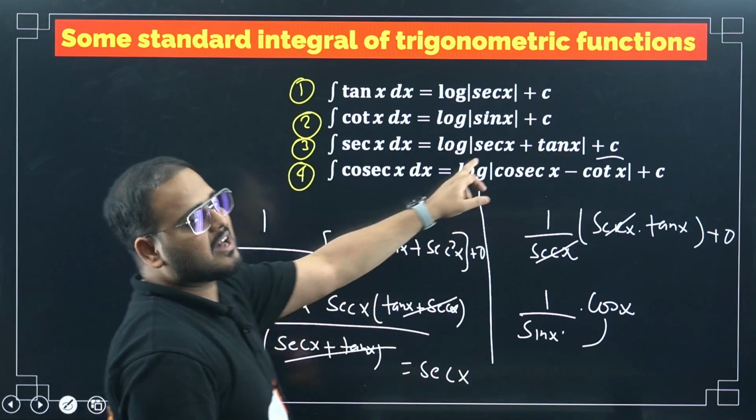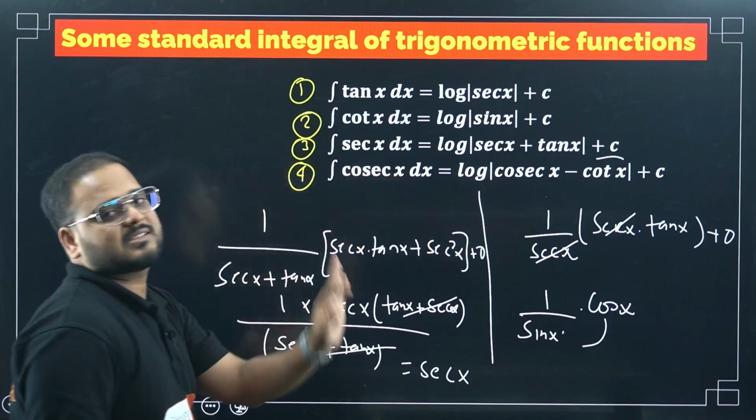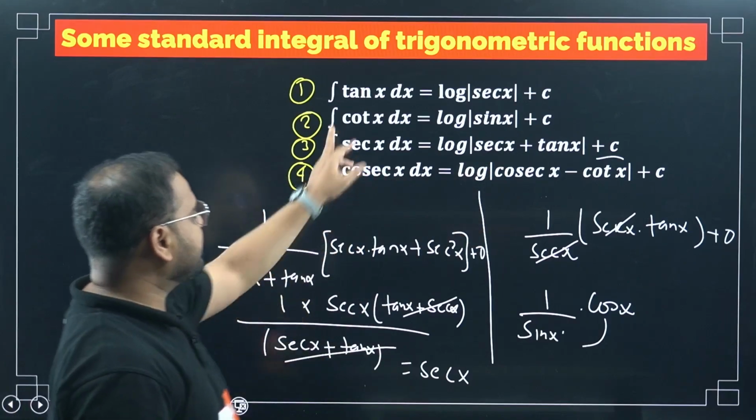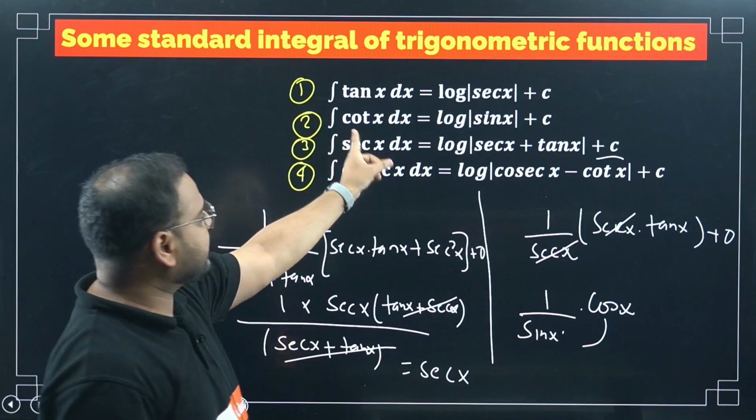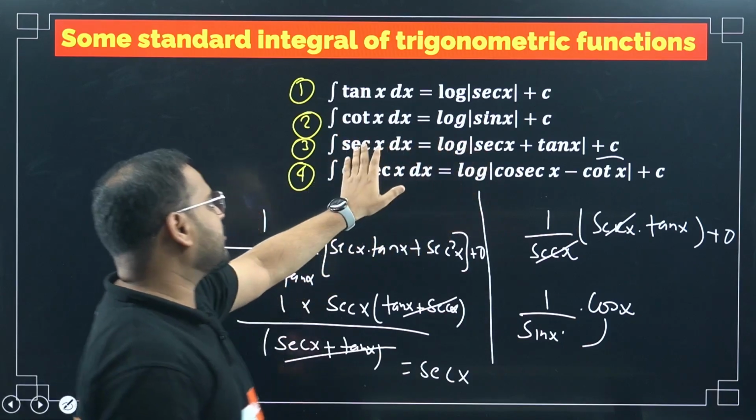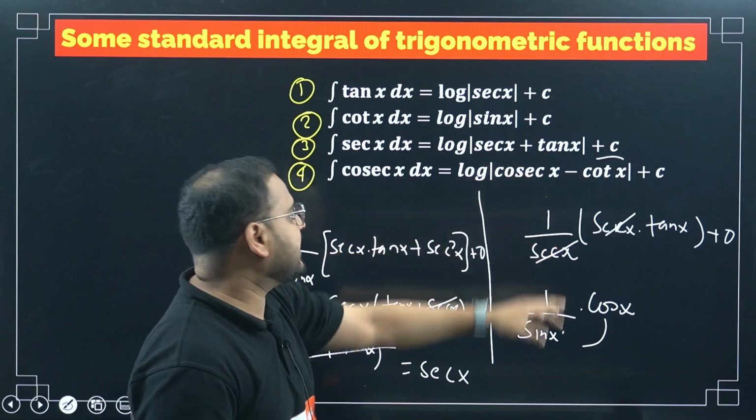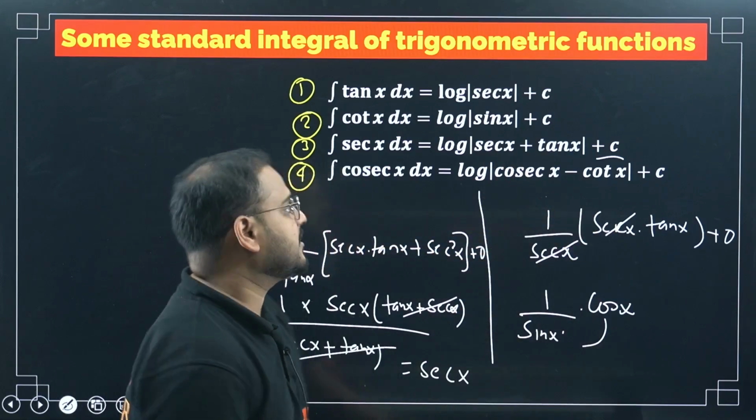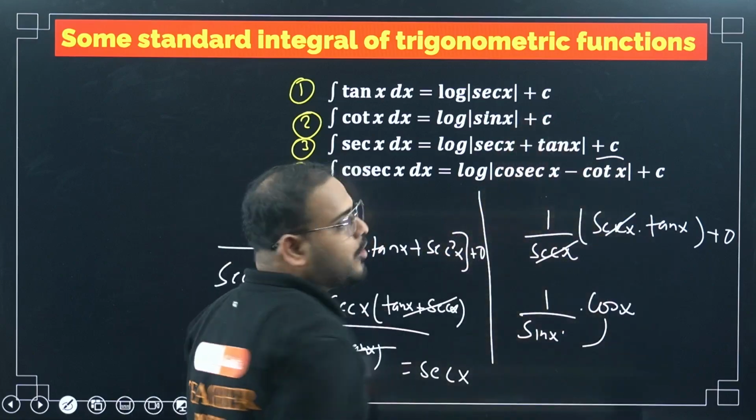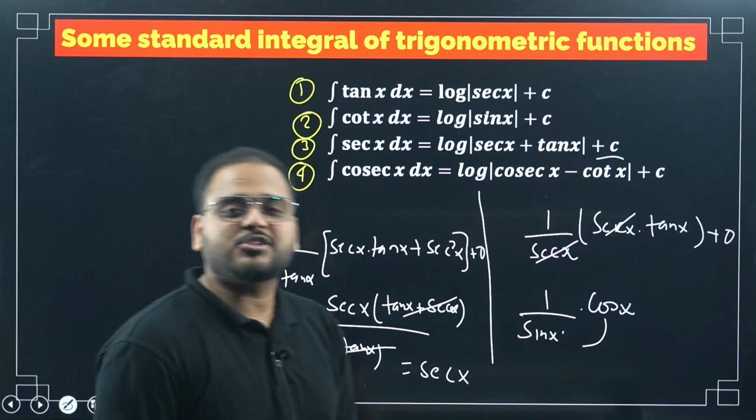So if I am differentiating the RHS, what am I getting? The LHS, sec x. Okay. So basically, integration of tan x is log of sec x. Integration of cot x is log of sin x. Integration of sec x is log of sec x plus tan x, and integration of cosec x is log of cosec x minus cot x. Again, c will be there for all of it because it is the constant of integration.